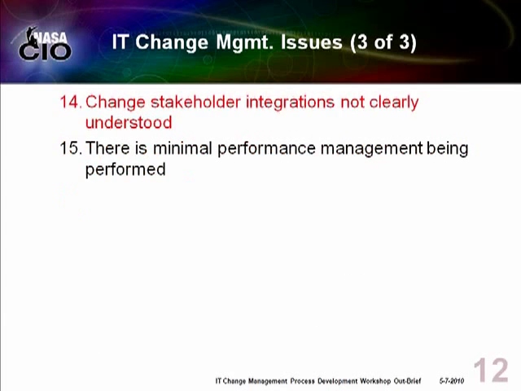So we took these issues. I'm sorry, there's one more. There were 6 issues. Change stakeholder integration is not clearly understood. So who owns this change? Who are the CABs? Who are the change control boards? We'll address those in a minute.